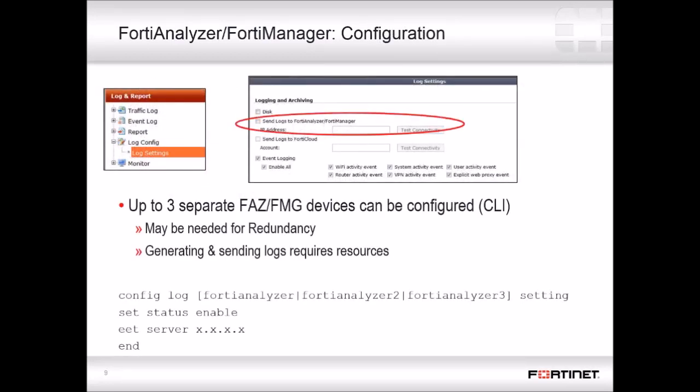Configuring logging to a FortiAnalyzer or FortiManager is the same regardless of the device. You can do it in the GUI under Log and Report, Log Config, Log Setting. If you go into the CLI, you can configure up to 3 separate FortiAnalyzer or FortiManager devices. The option in the GUI only relates to the CLI equivalent config log fortianalyzer setting and not numbers 2 or 3. You may need a setup like this for redundancy or some other requirement.